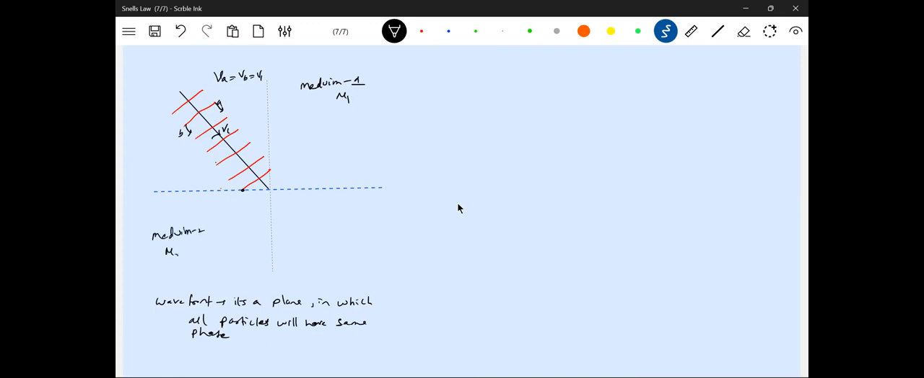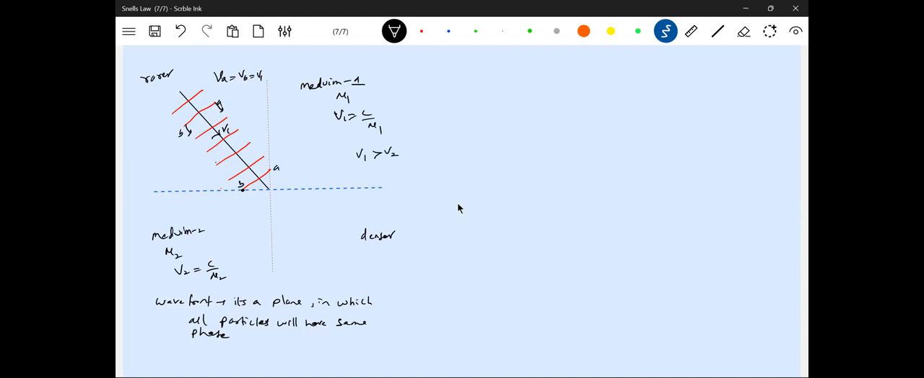medium 2, with refractive index mu2. So here the speed is how much? V1 equals c by mu1. Here v2 equals c by mu2. I'll say this is rarer. Then what can we say? V1 is greater than V2. Now look at the particles B and D.